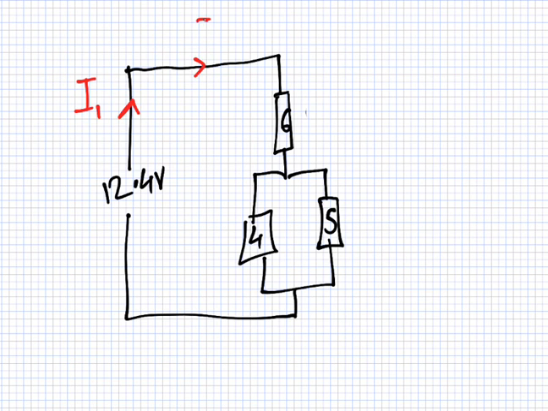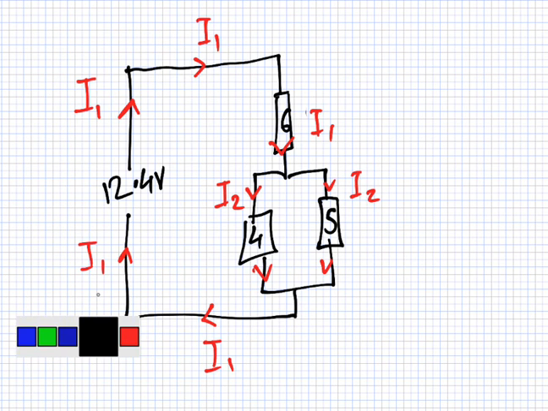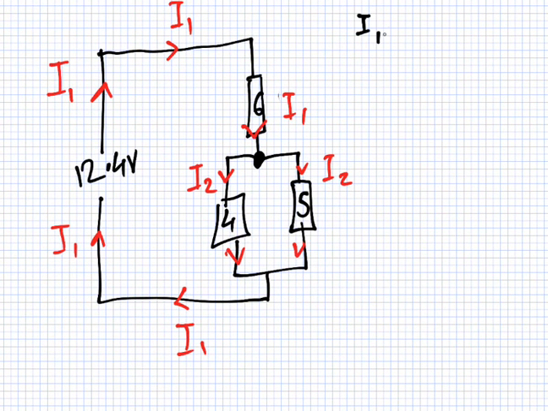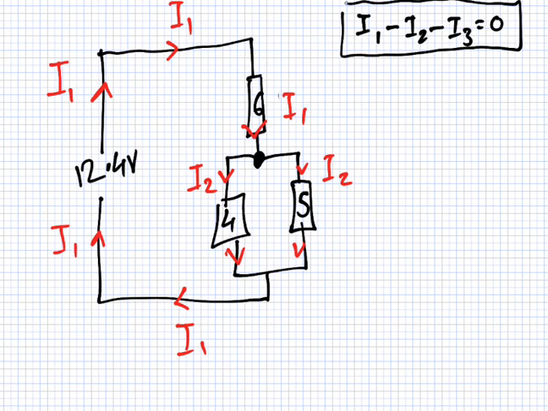I1, and then what happens here? I2 and I3, I2, I3, and then what's this one here? I1 and I1. Okay, let's use junction rule here. Yeah, I1 minus I2 minus I3 equals 0. Yeah, no, I see that now.